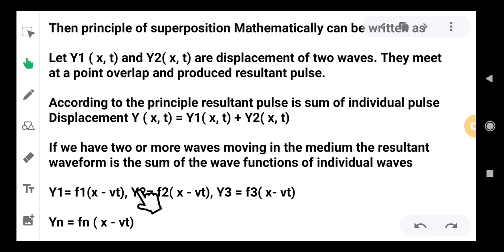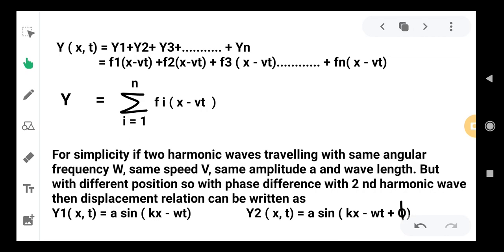For three waves y1, y2, y3, and in general n number of waves, it can be written as yn. Then the sum of all n waves can be written as y1 as f1, y2 as f2 of x minus vt, y3 as f3, yn as fn. The sum can be written in the form of a summation, i equals 1 to n, f of i as x minus vt. It is the resultant wave displacement, the sum of all n number of the waves.